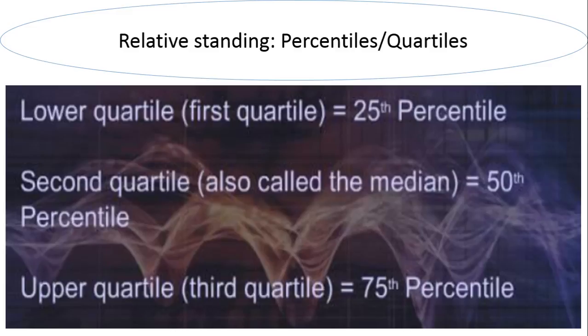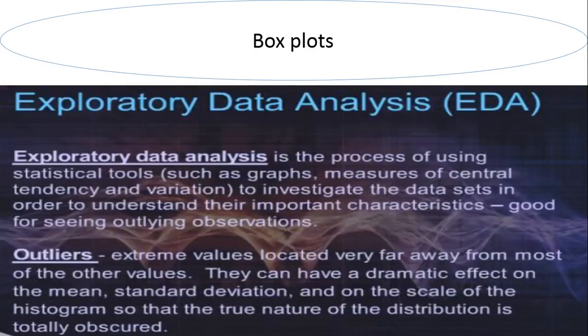So the last thing that I'm going to show you is a box plot, which is exploratory data analysis. Exploratory data analysis is a process of using statistical tools such as graphs, measures of central tendency and variation to investigate the data set in order to understand the important characteristics, good for seeing outlying observations. So what are outliers? Outliers are extreme values located very far away from most of the other values.